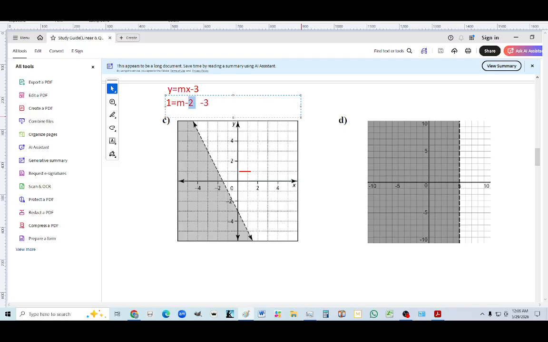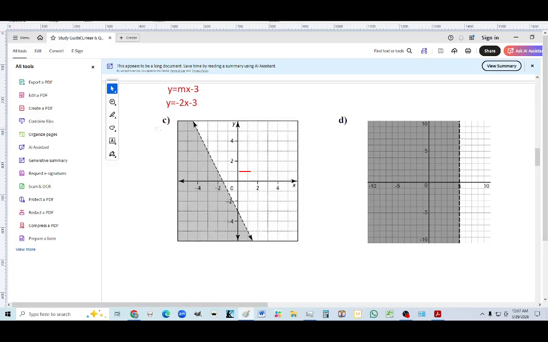Minus 2 times m, I'm going to rewrite it like this. There we go. So now I just have to solve for m. I add 3 to both sides, I get 4. I divide by minus 2, I get minus 2. So my m is minus 2. So I rewrite my line formula as y is equal to minus 2x minus 3. That's the formula of this line.